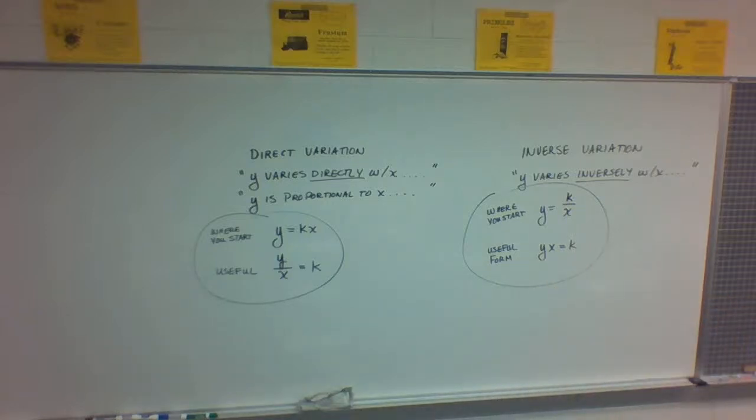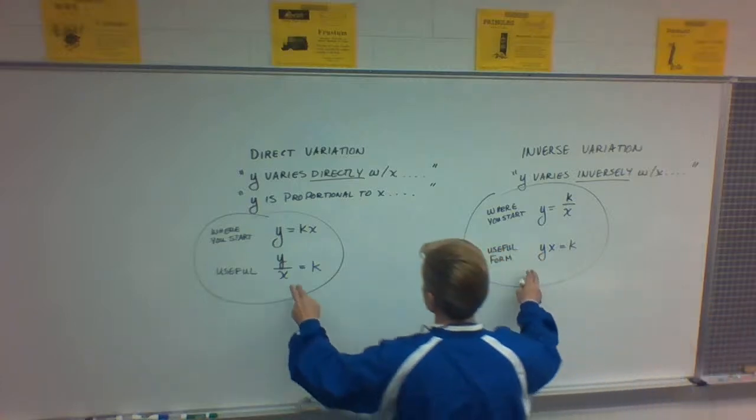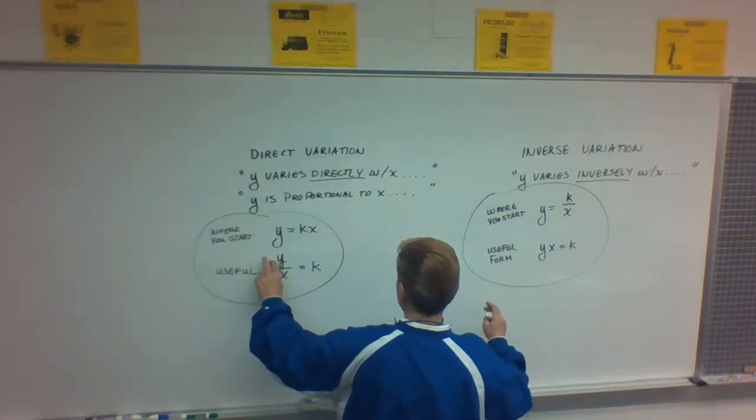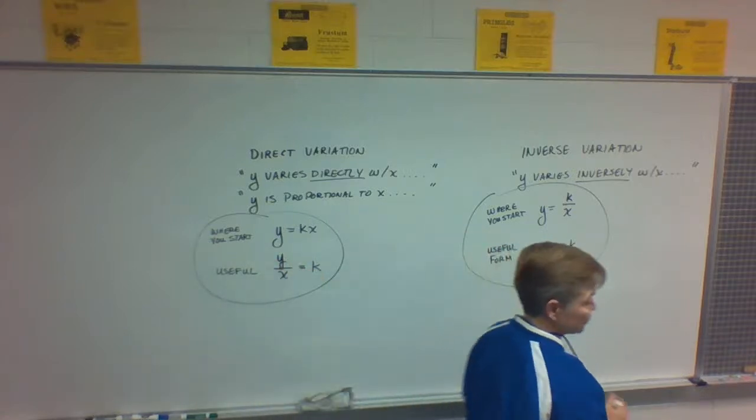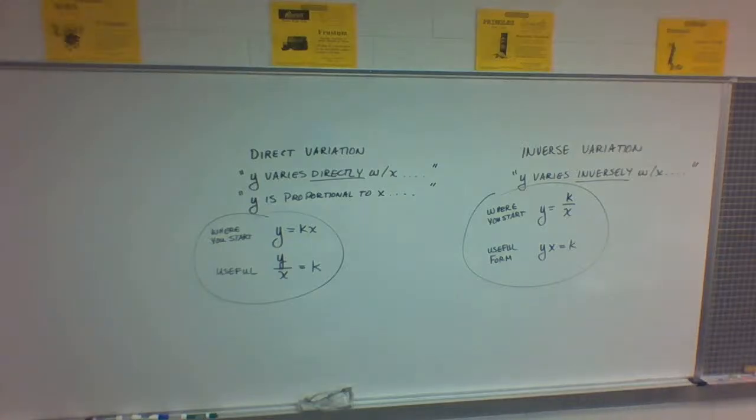Okay. So that's how you go about investigating it, is plugging it into this useful form. Take the y and the x and do it. You got to get the same constant every time, whether you divide or multiply. If you don't, it's neither. And if you do, then it's whichever one fits the bill. Okay, look at example 3.